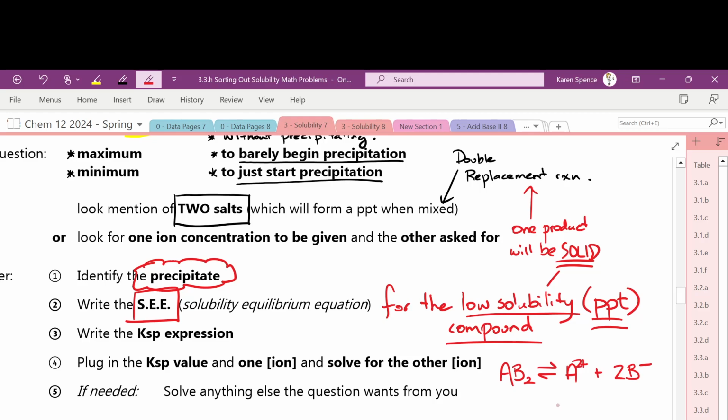And if A is equal to 0.1 molar, B does not equal 0.2 molar, because B is coming from somewhere else. Okay?